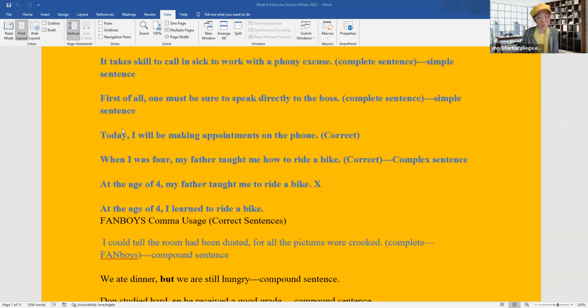Today I will be making appointments on the phone. This is a correct sentence. So you have "I" as the subject, "will be making" is the verb, and "appointments on the phone" is the object. So here you have subject, verb, object.